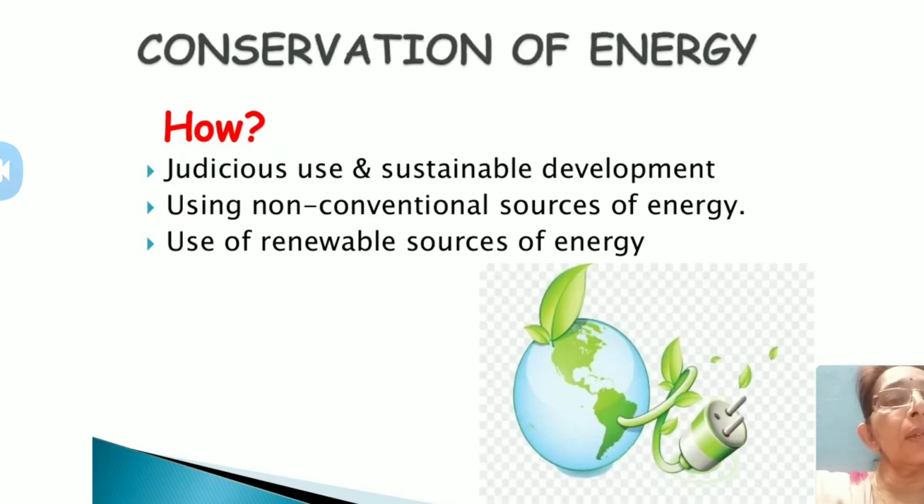The question arises now: conservation of energy, how? Again, we should be aware of it. We should use it judiciously, and we should follow sustainable development, using non-conventional sources of energy and renewable sources of energy.